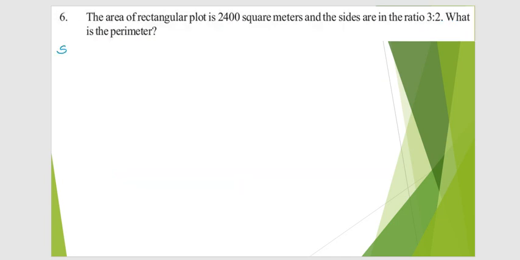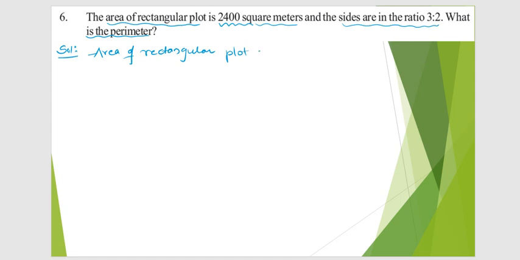Now, one more question. What is given here? The area of rectangular plot. What is the shape? Rectangle. The area of the rectangular plot is 2400 square meters, and the sides are in the ratio 3:2. Then what is the perimeter? So we need to find out the perimeter, right? What is given? Area of rectangular plot. So the area of rectangular plot is how much?